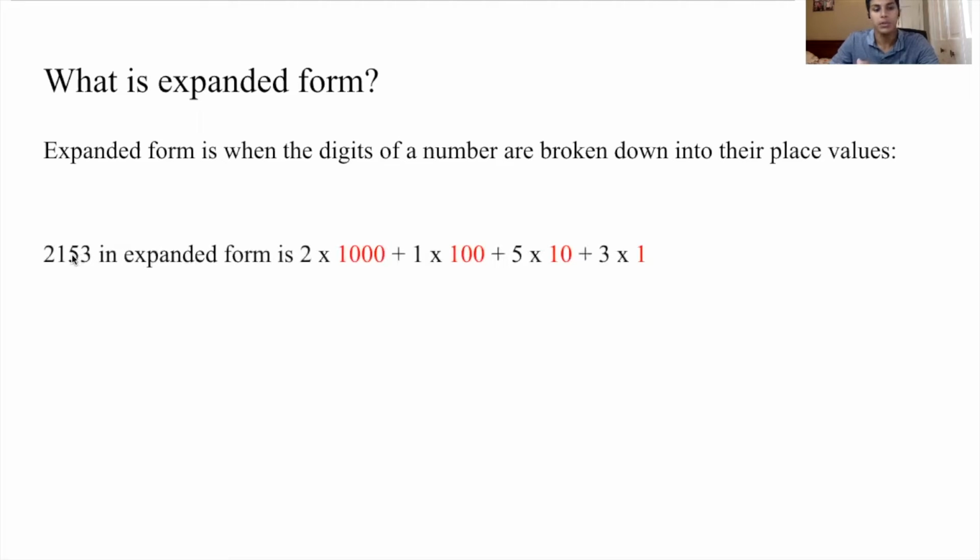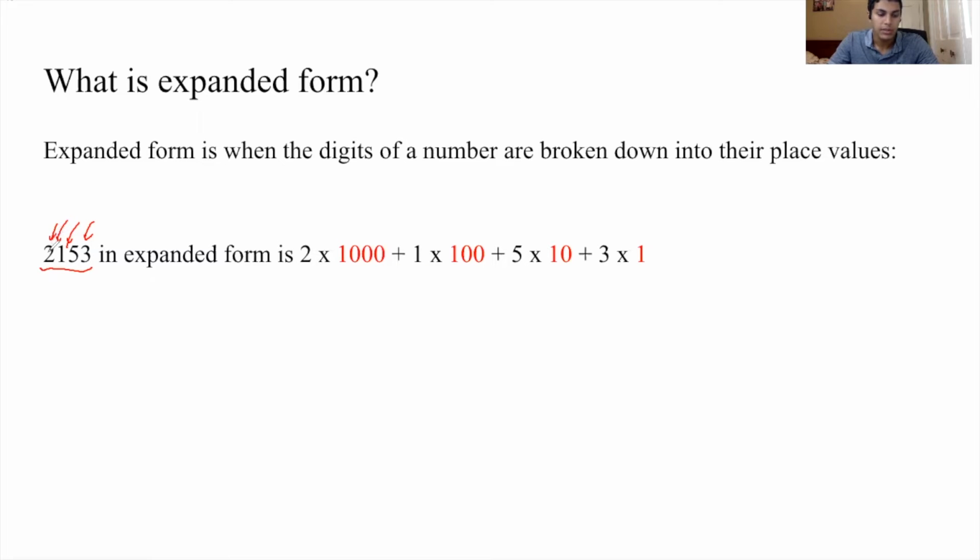If I were to write the number 2153 in expanded form, it would be 2 times 1000 plus 1 times 100 plus 5 times 10 plus 3 times 1. The reason why is because this expanded form is breaking this number, 2153, into its place values, which are the ones place, the tens place, the hundreds place, and the thousands place.